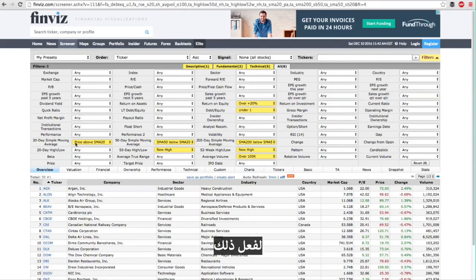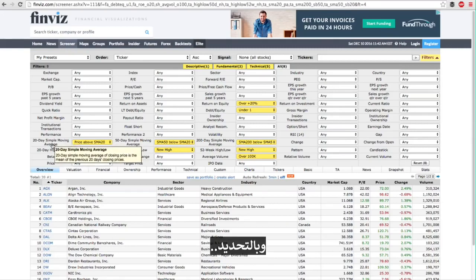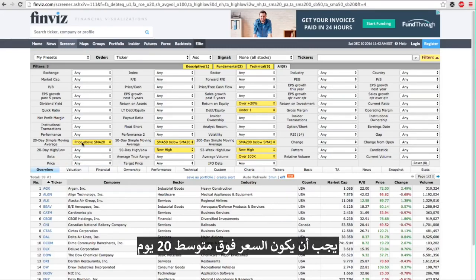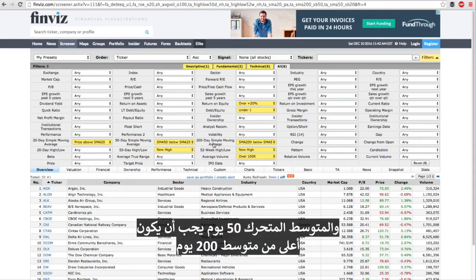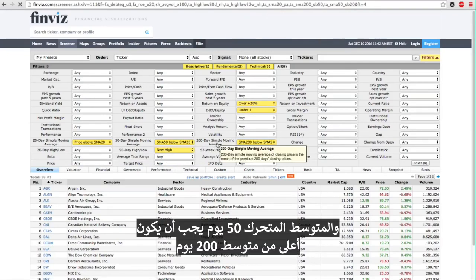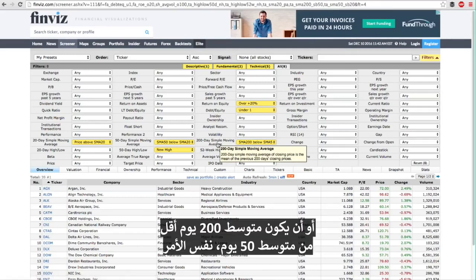To do this, I like to look at the moving averages. In particular, price should be above the 20-day moving average. The 20-day moving average should be above the 50-day moving average, and the 50-day moving average should be above the 200-day moving average, or the 200-day moving average below the 50-day moving average. Same thing.